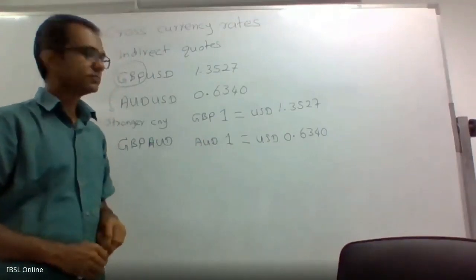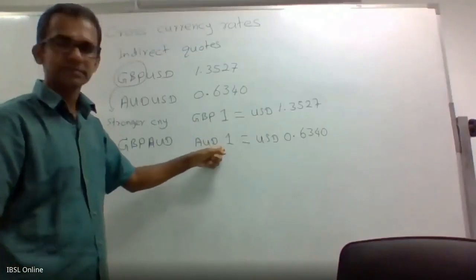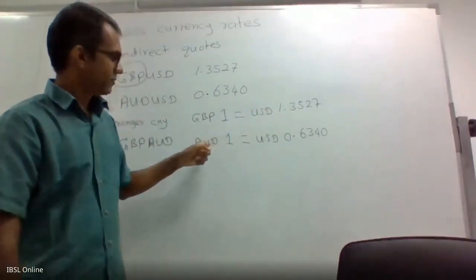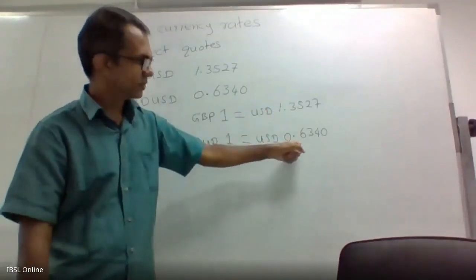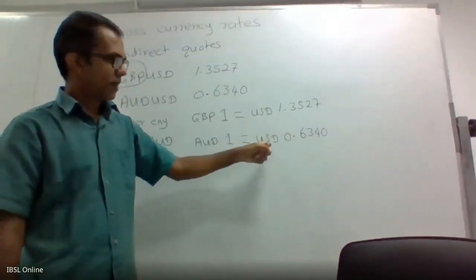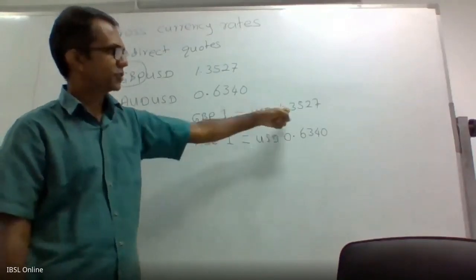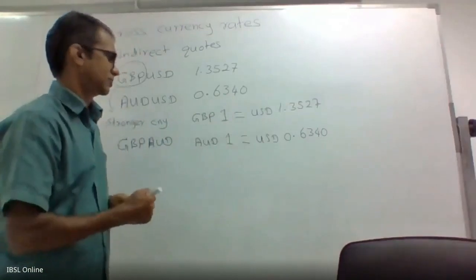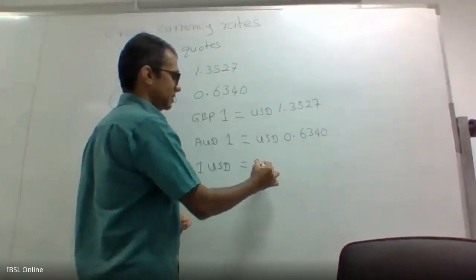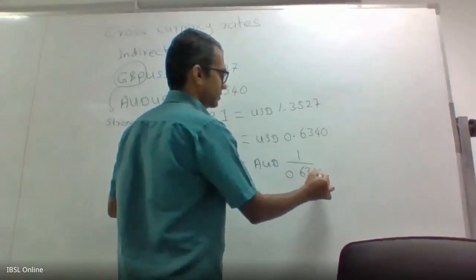What we have to do, we need the value of 1 GBP in terms of Aussie, but we know the value of 1 GBP in terms of dollars, and the value of 1 Aussie in terms of dollars. So if we can find out the value of $1 in terms of Australian dollar, then we can substitute here and calculate the value. So what is the value of 1 USD? It is in terms of AUD 1 over 0.6340.